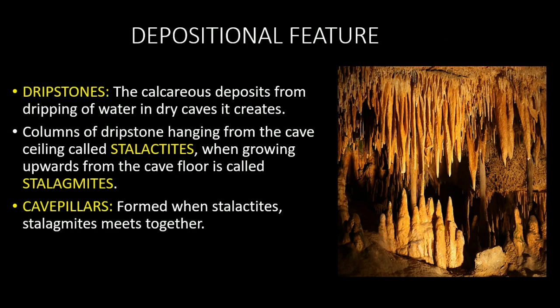Now let's talk about the depositional features. Dripstone: the name came from dripping. As you can imagine, calcareous deposits from the dripping of water in dry caves create what is known as dripstone. Stalactites and stalagmites: the formations hanging from the cave ceiling are known as stalactites, and exactly opposite, growing upwards, are stalagmites. Now what is a cave pillar? Whenever stalactites and stalagmites together form a vertical column or pillar-like structure, that is known as a cave pillar.